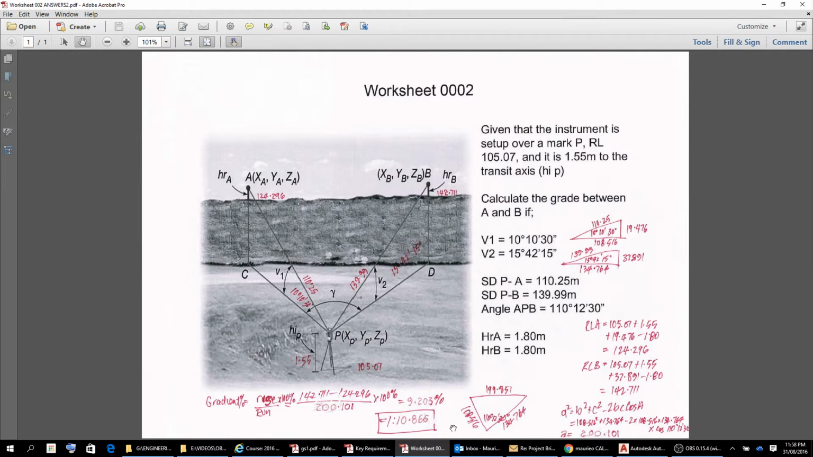So please disregard this little bit here. It seems to be an uncorrected error, and that could possibly be deleted. But apart from that, everything's pretty good, and that's how you work out worksheet 2.